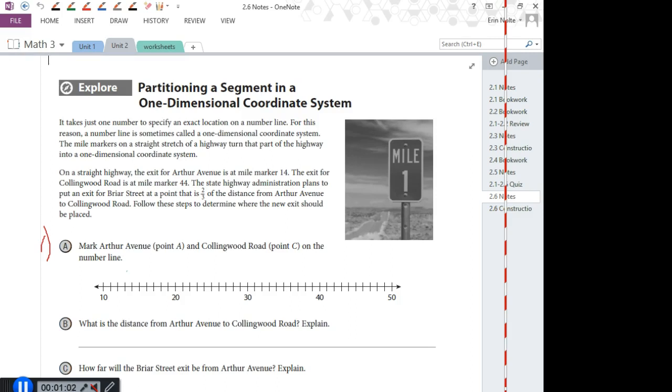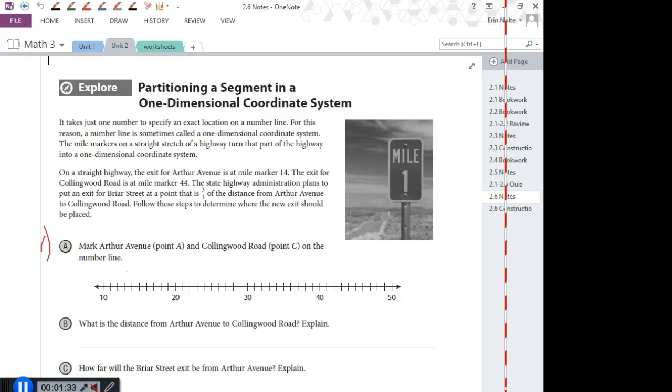Anyways, a straight highway. Okay, so we've got the first exit is Arthur Avenue, and that's at mile marker 14. And then the exit for Collingwood Road is at 44. And the state highway is going to put in an exit at Bear Street, which they would like to be 2/3 of the distance. Okay, how do we figure out where the mile marker should be at?